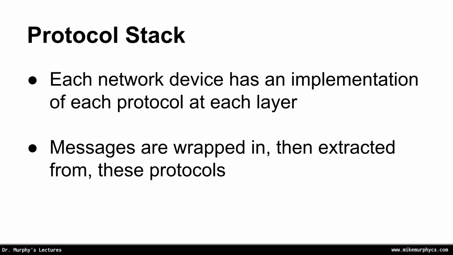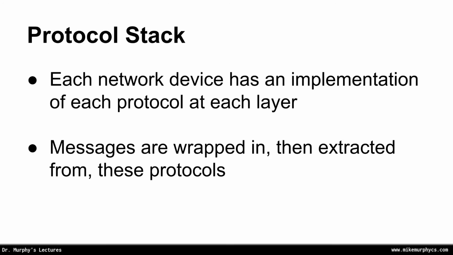When we send a message from one machine to another, that message has to traverse the network stack, or the protocol stack, on both devices. Each network device has an implementation of each network protocol that it can recognize at each layer. So if we support 3 or 4 different network layer protocols, for example, each device in our network is going to have implementations for each of those possible protocols.